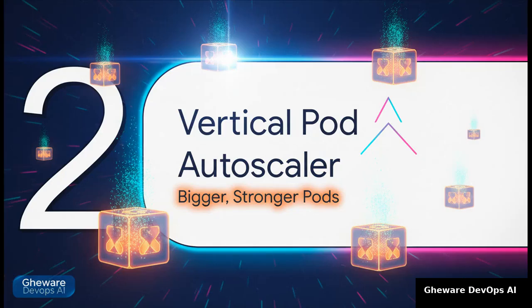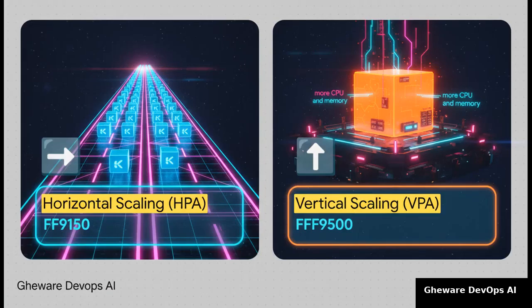But hey, what if just adding more pods isn't the right answer? What if you don't need more pods, but you need stronger pods? Well, that's exactly where the Vertical Pod Autoscaler comes into play. This really nails the core difference, right? HPA scales out horizontally, like adding more lanes to a highway. VPA scales up vertically. It's like turning your car into a monster truck by jamming more CPU and memory into it. This is absolutely perfect for things like databases or other stateful apps that you can't just easily copy.